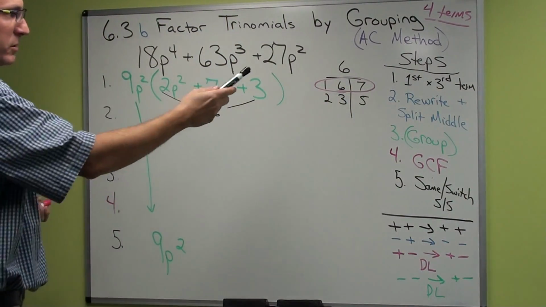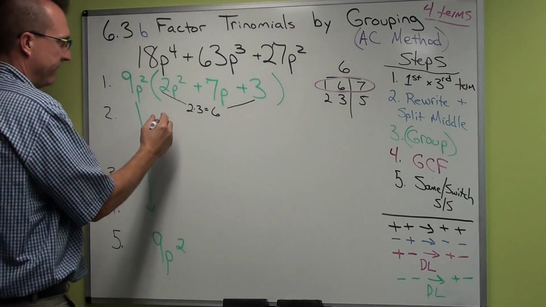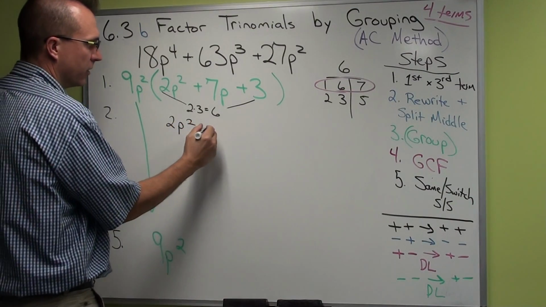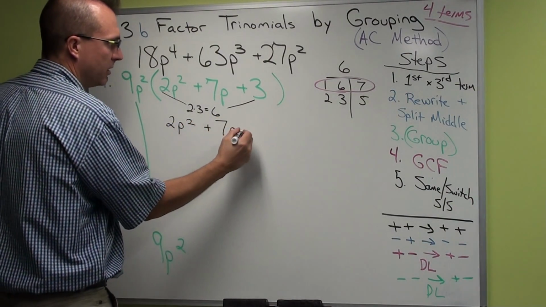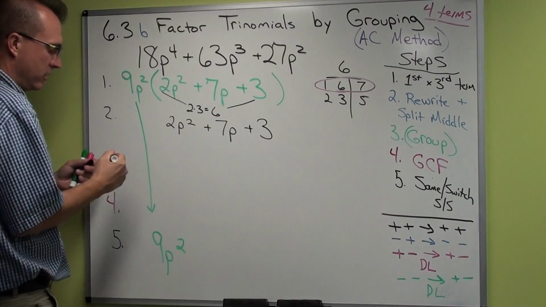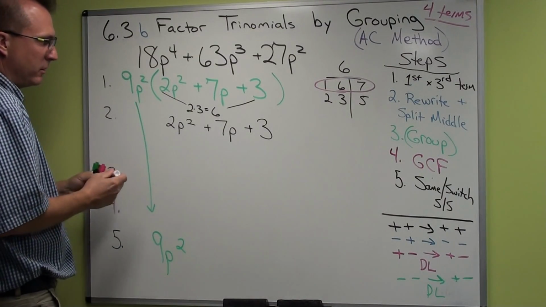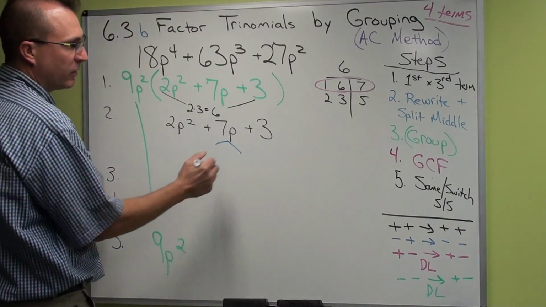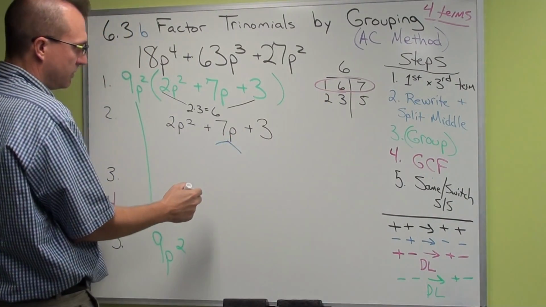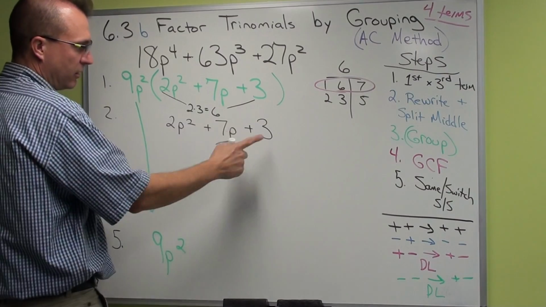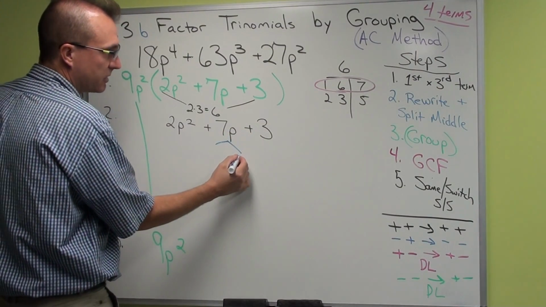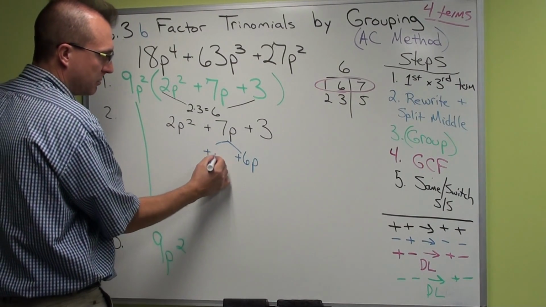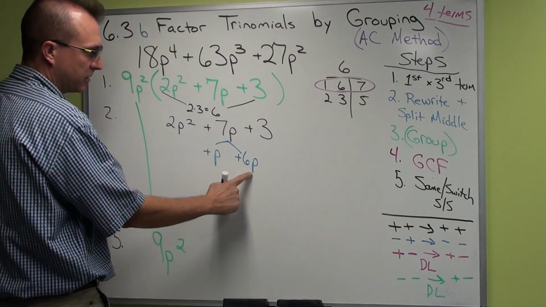Alright, so step 2 is rewrite it. So I have 2p squared plus 7p plus 3. Now I'm going to split my middle. It's our blue step. So I have a 1 and a 6. They can go with either one, I believe, but I'll put the 6 here, plus 6p, and I'll put plus p here. p plus 6p is 7p.